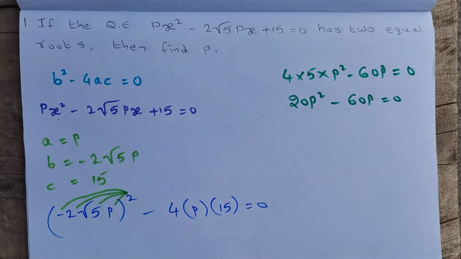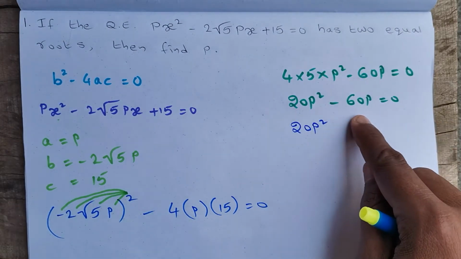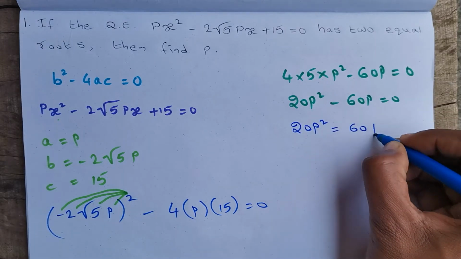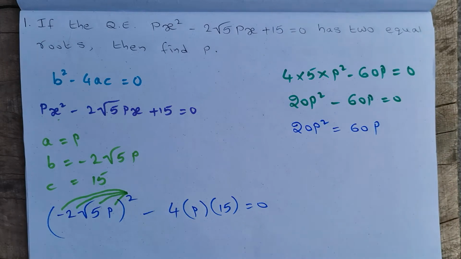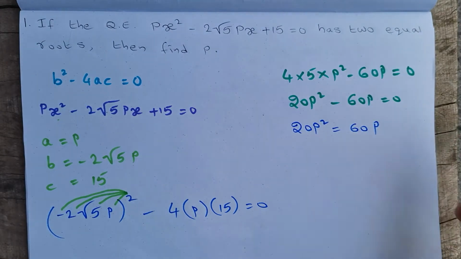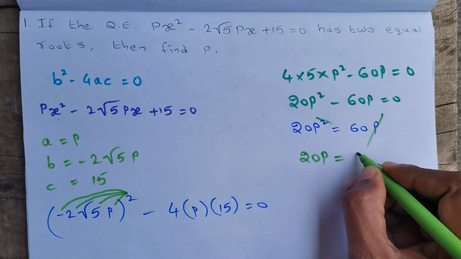I will take minus 60p to the right side. So 20p square minus 60p I am taking to the right side, then it will become plus 60p. Left side p square is there, right side p is there. So this p, this square will get cancelled. So we remain with 20p is equals to 60.